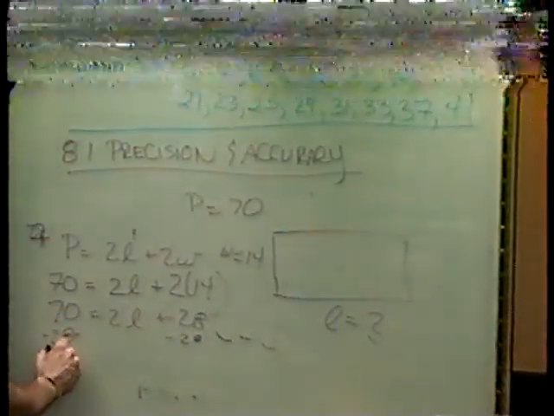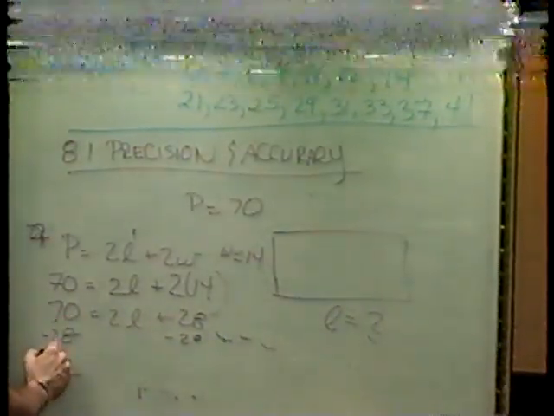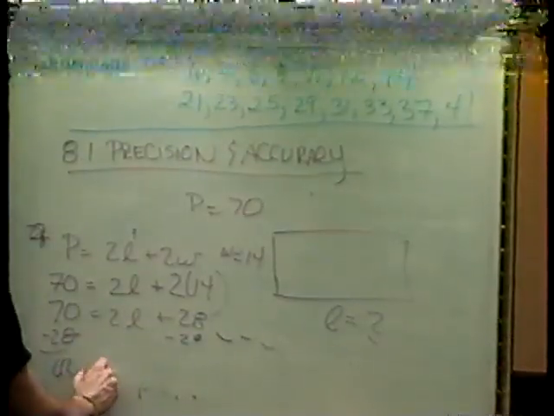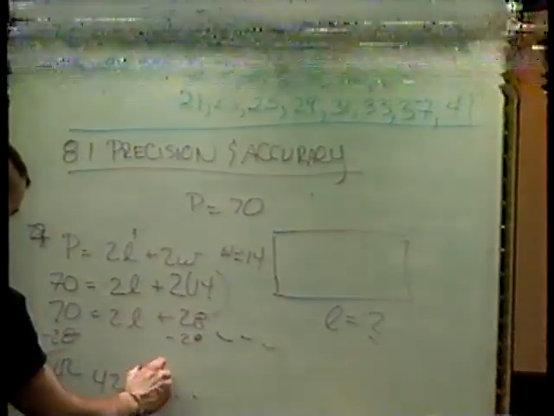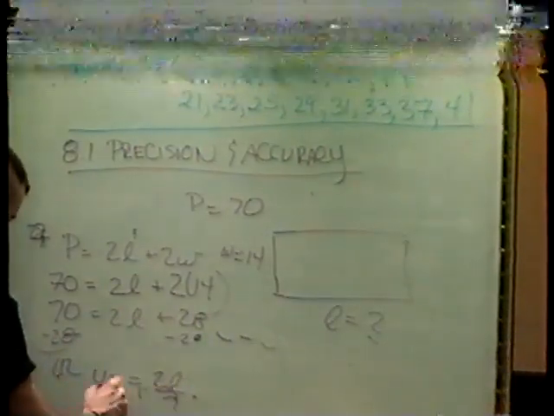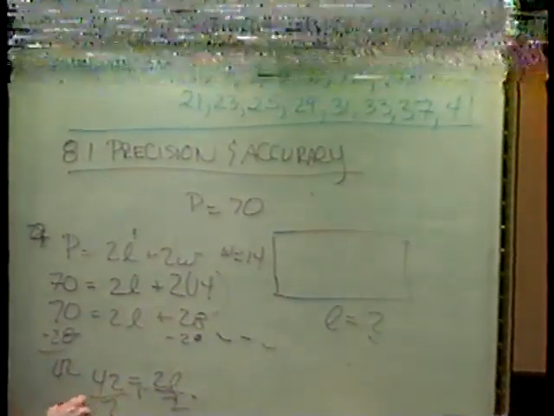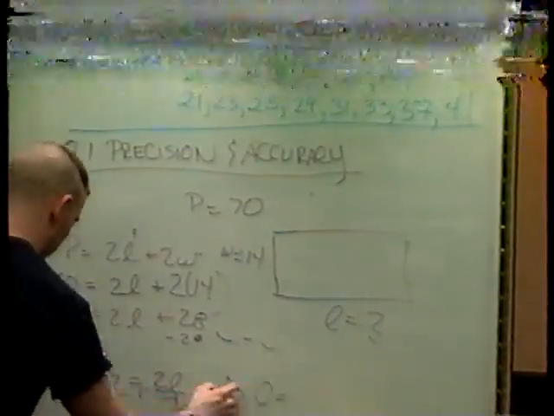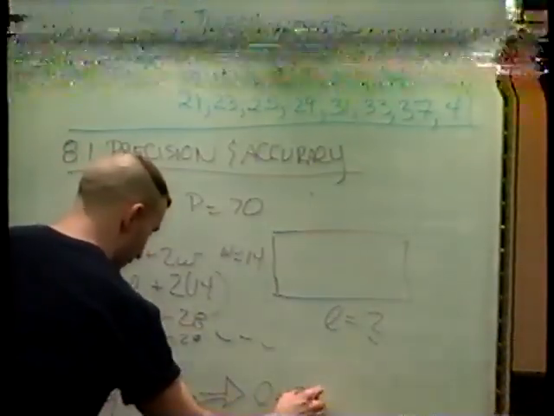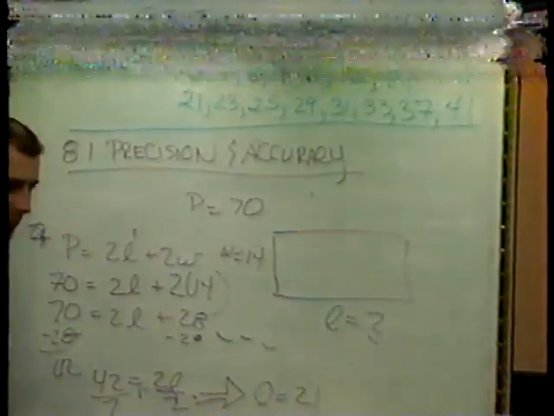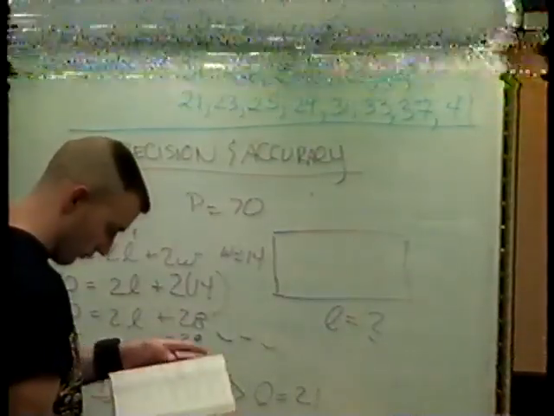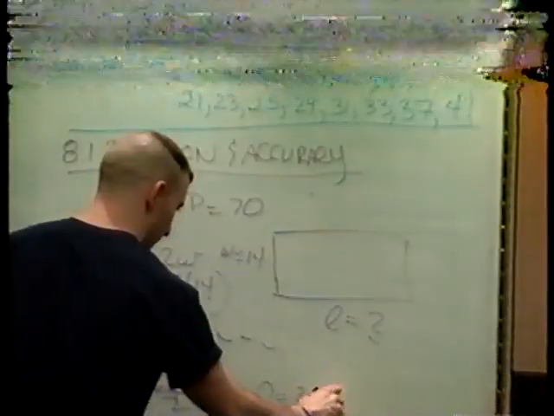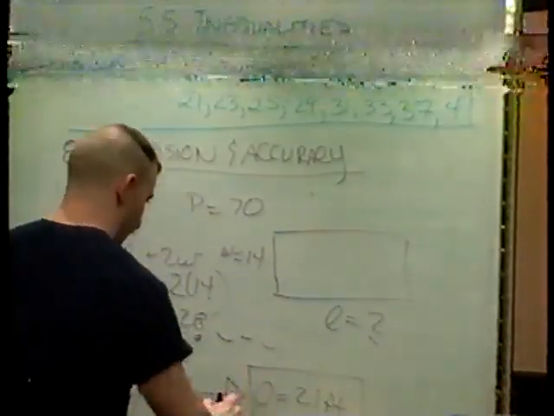So 70 minus 28 is 42. It's simple math, but you need a calculator. 42 is equal to 2L. And now you just use your division law. Divide both sides by 2, which leads to L is equal to 21. Now, was it feet? Yes. 21 feet. Pretty good stuff there.